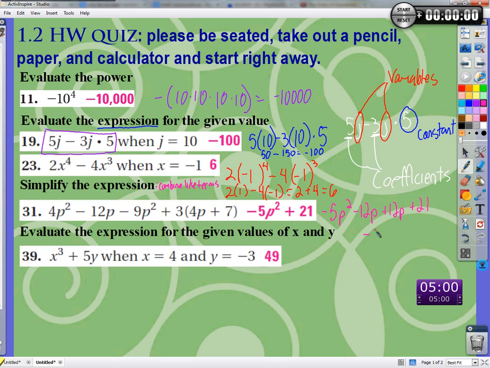Like terms. What? Aren't those like terms? They are like terms. We can put them together. They cancel each other out. We get 0 of them. Plus 21. And that's it. Simplified as can be.